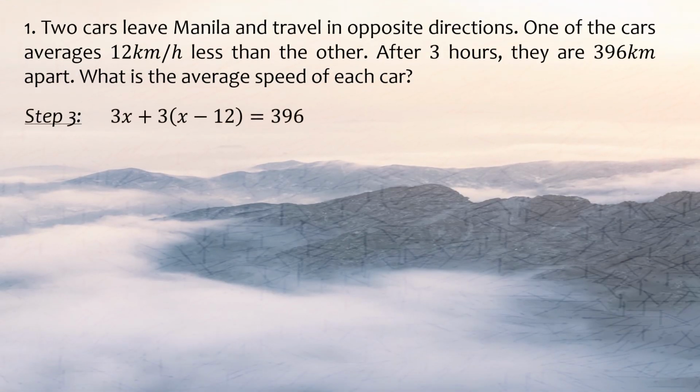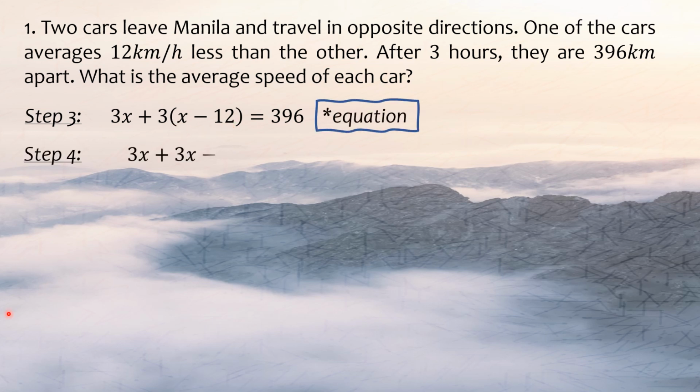So let us now have the equation. So pinagsama lang natin yung 3x at 3 times x minus 12, which is equal to 396 because sabi dyan, they are 396 apart. So let us add the two expressions. So apply muna natin yung distributive property dito, kaya naging 3x plus 3x minus 36 equals 396, because positive 3 times positive x is positive 3x and positive 3 times negative 12 is negative 36.